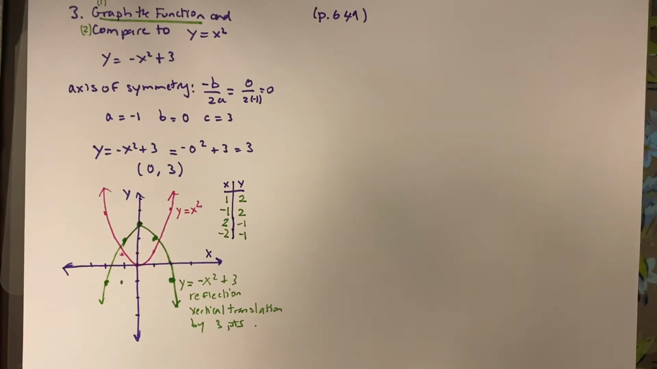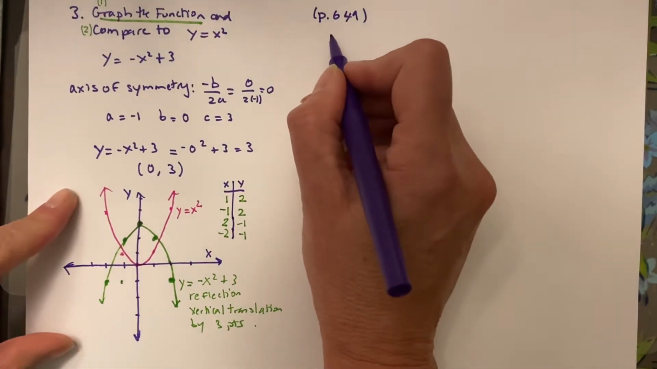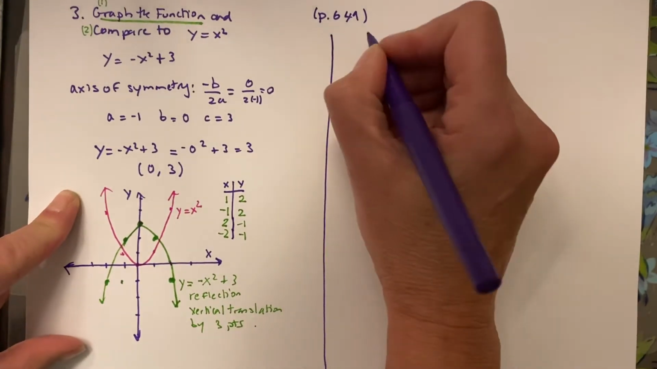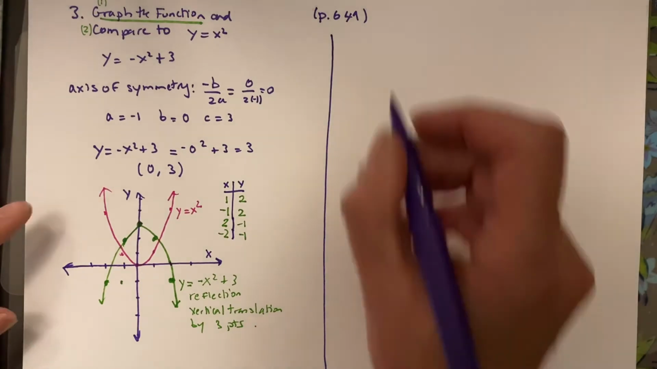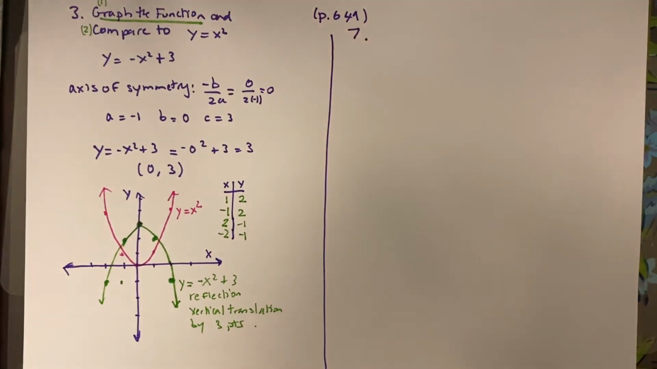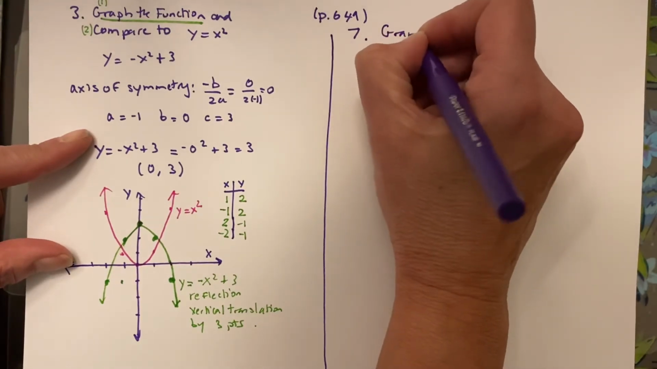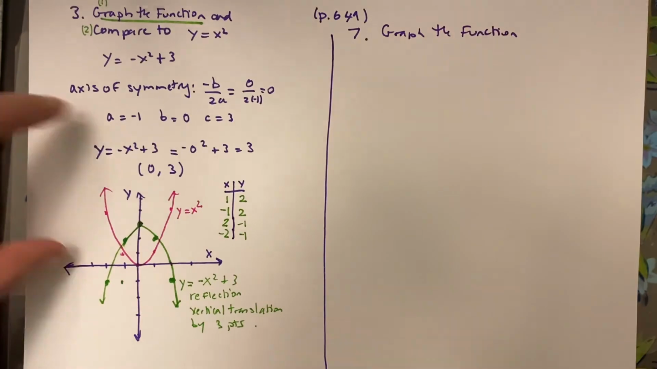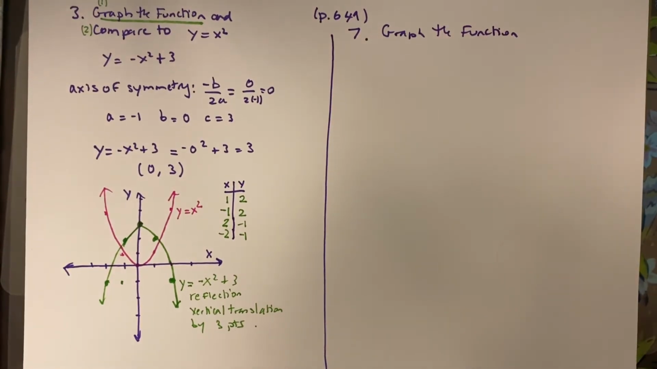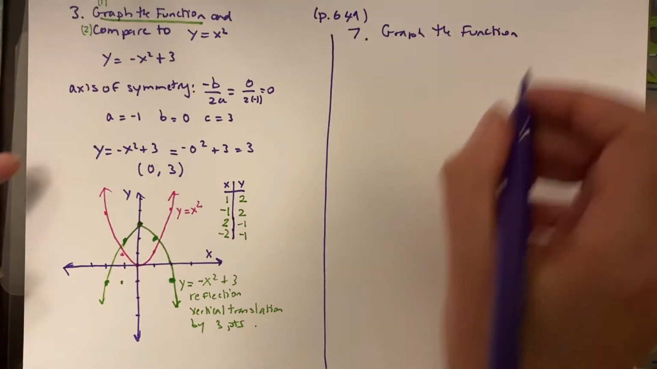The second kind of problem asks us to graph and label the axis of symmetry. So this one, and I'm going to do number 7 if you're looking at the book, says graph the function, label the vertex and axis of symmetry.